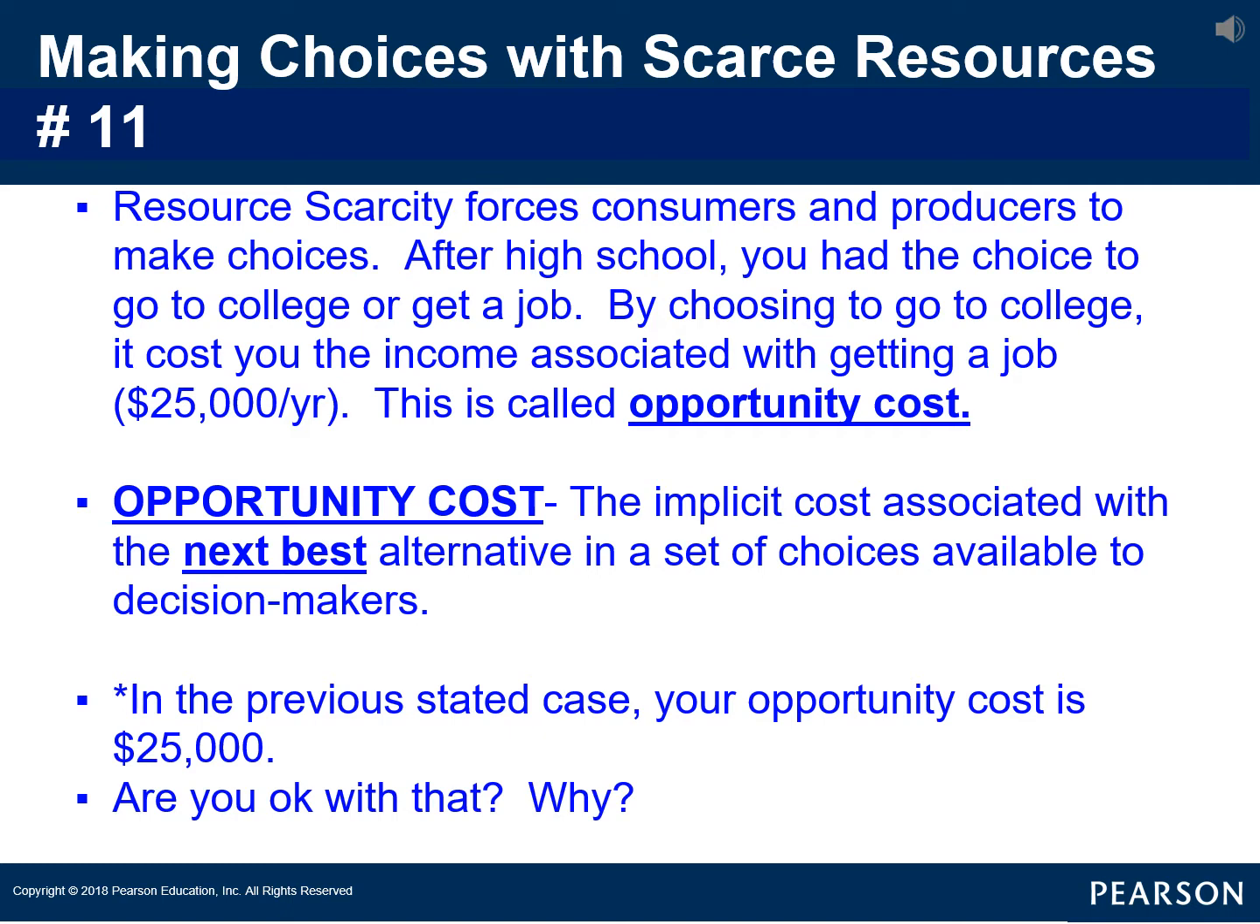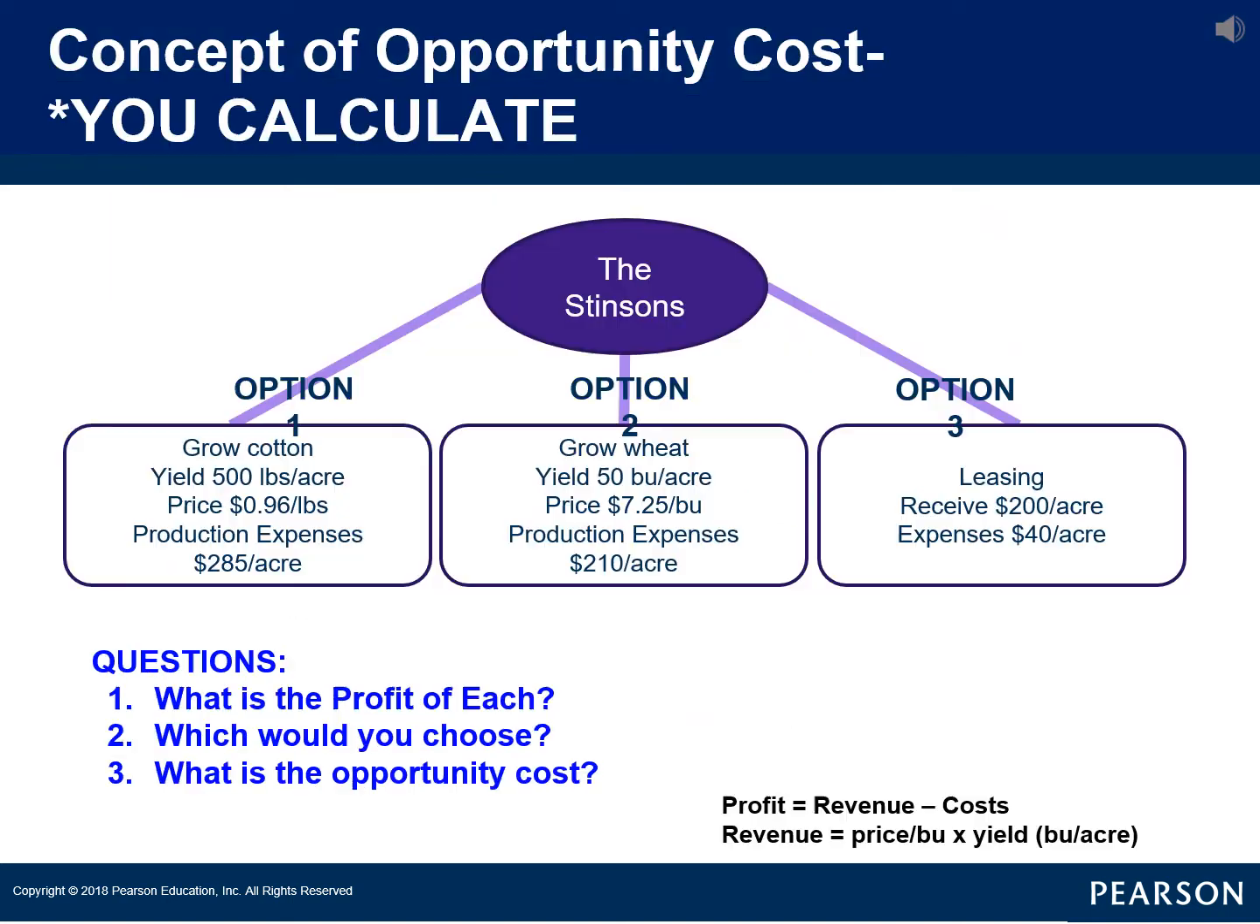So we could ask, are you okay with the fact that by choosing to go to college, you are not making that $25,000? Well, many of you would probably say yes, of course, because with my college degree, I'm likely going to make more than $25,000 a year upon graduation, so it will be worth it. But the opportunity cost is the next best alternative to a set of choices that is available to decision makers. So the next slide is going to put this in the situation of a producer.